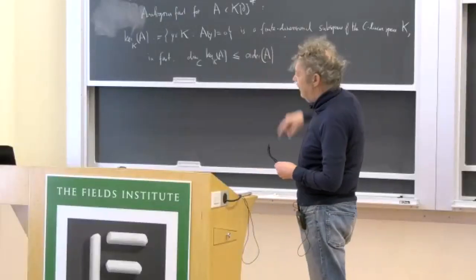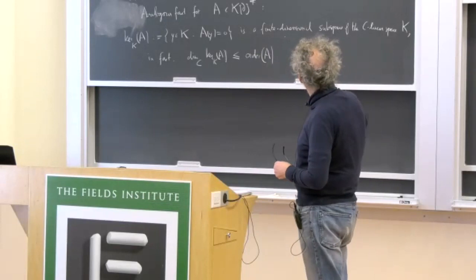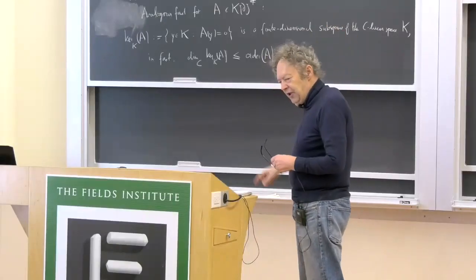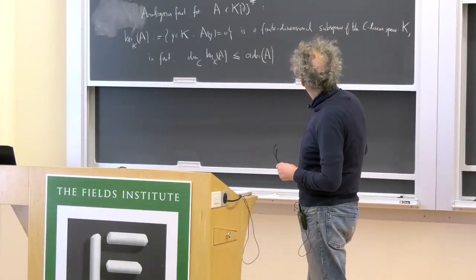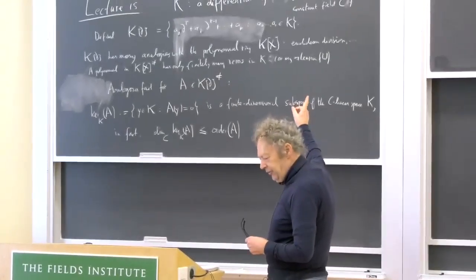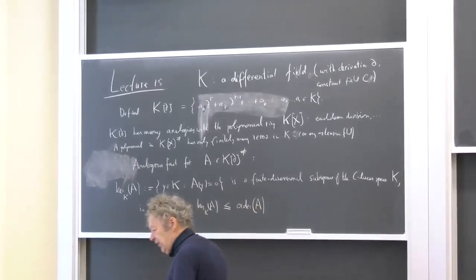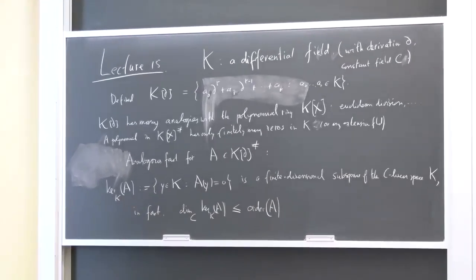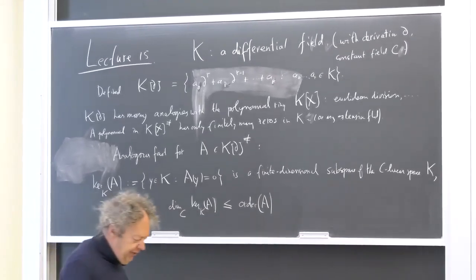So right, so we fix a differential field. We denote its derivation by this delta, and often the constant field C also plays a role. So that's the subfield of K consisting of the elements whose derivative is 0.